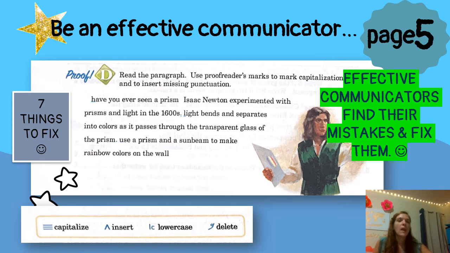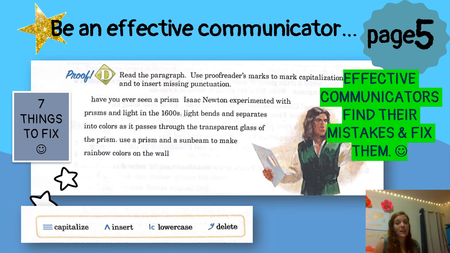Okay, here we go. Have you ever, or another type of punctuation, right? Not just a punto. Have you ever seen a prism? Isaac Newton experimented with prisms and light in the 1600s. Light bends and separates into colors as it passes through the transparent glass of the prism. Use a prism and a sunbeam to make rainbow colors on the wall.